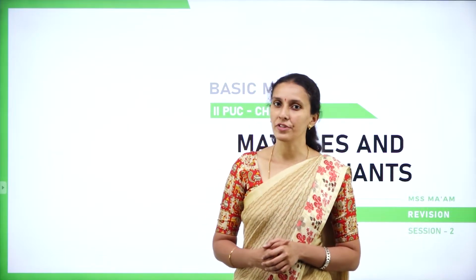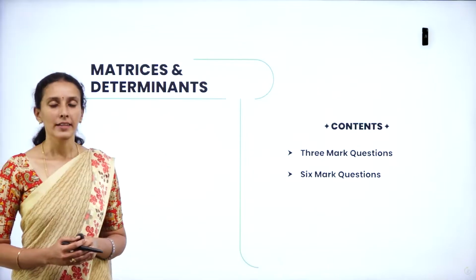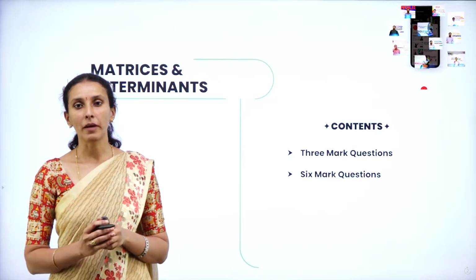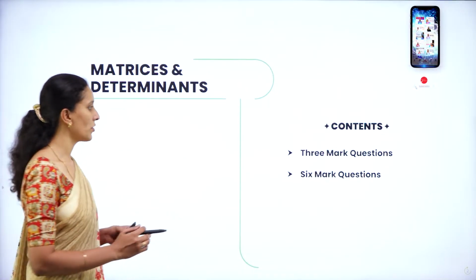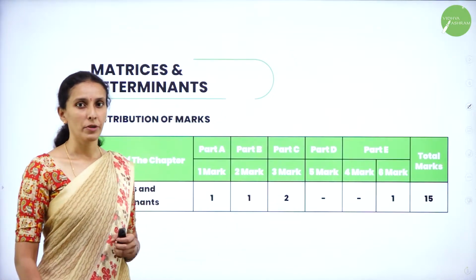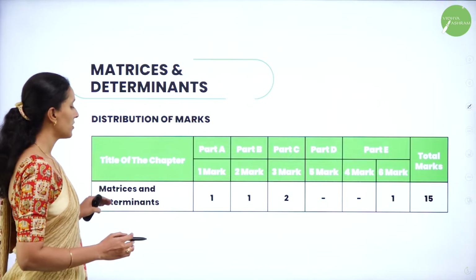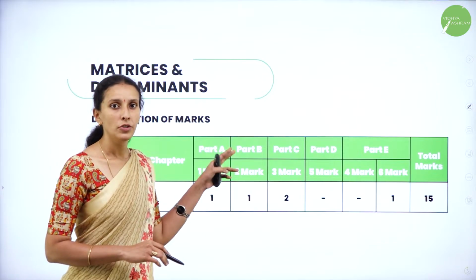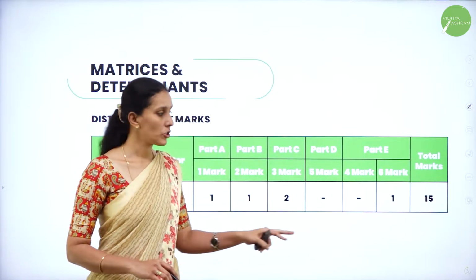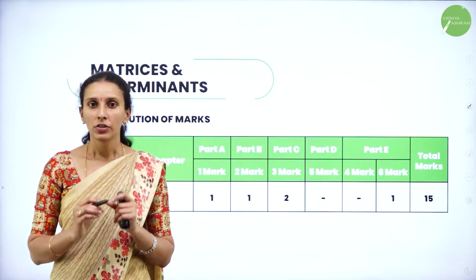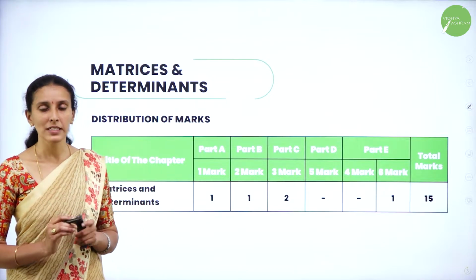In today's session, we are at the chapter revision of matrices and determinants, session 2. In session 1, we discussed 1 mark and 2 mark questions from the chapter matrices and determinants. So in today's session, we will be discussing the 3 marks and 6 marks questions. Let us see the distribution of marks once again. From the chapter matrices and determinants, you will be having 1 one-mark question, 1 two-mark question, 2 three-mark questions and 1 six-mark question. In total, you will be having 15 marks from this chapter.